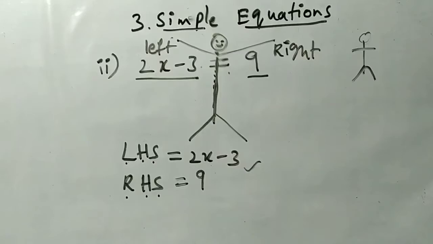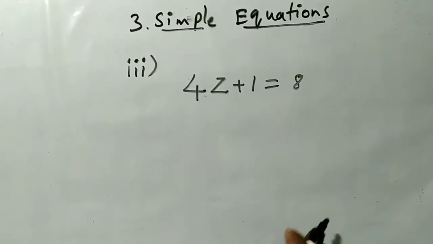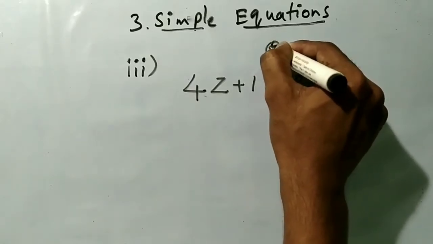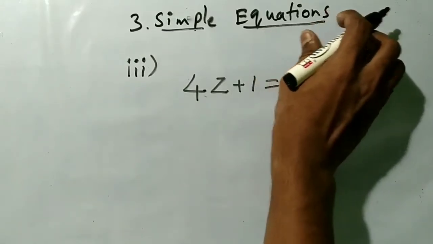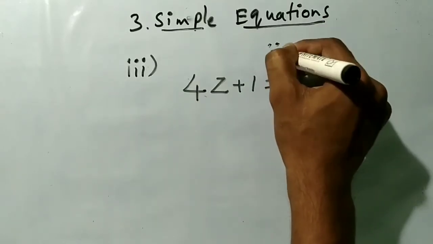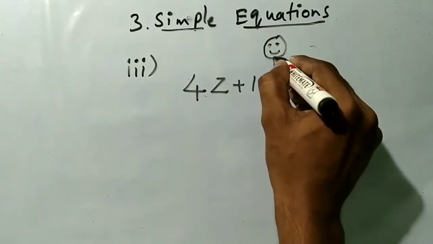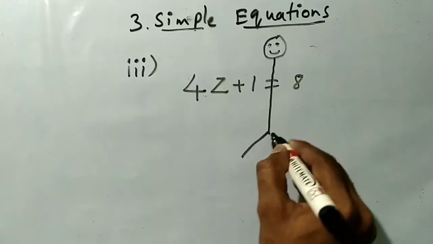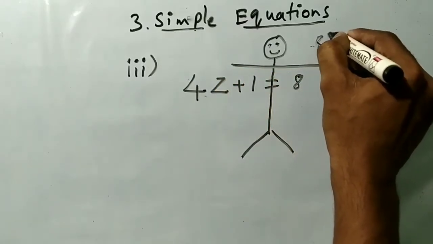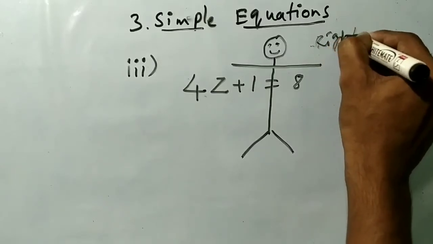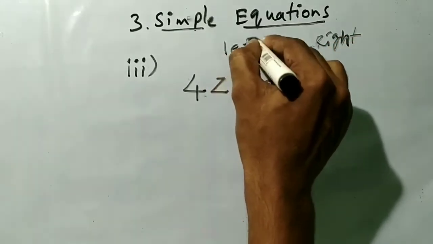Let's go to the third one. Again we have to take it with the help of Balu. Here, Balu or any name of your wish. You can take any name. For easy understanding, I am taking Balu. This is Balu. This body and two legs having two hands. This hand is the right hand. This hand is the left hand.